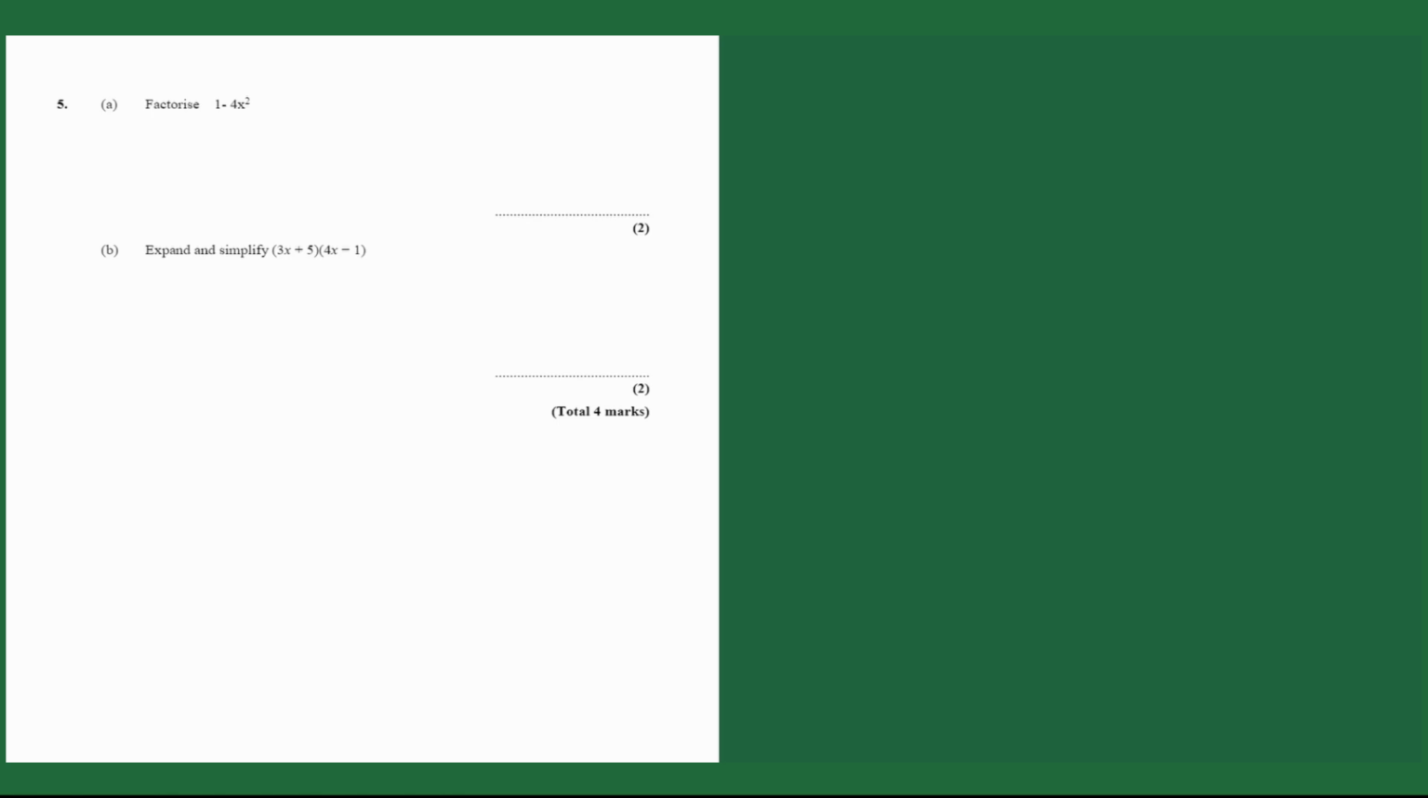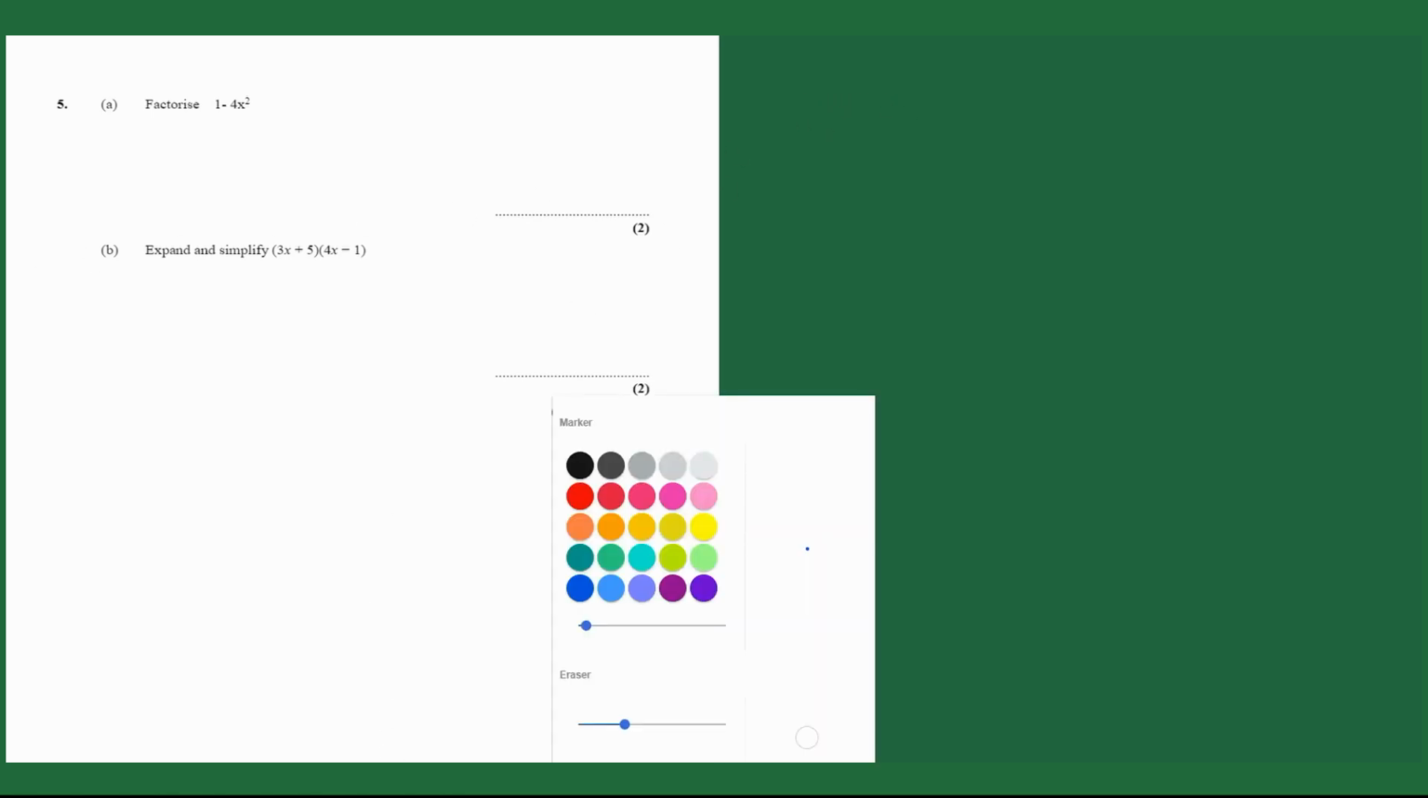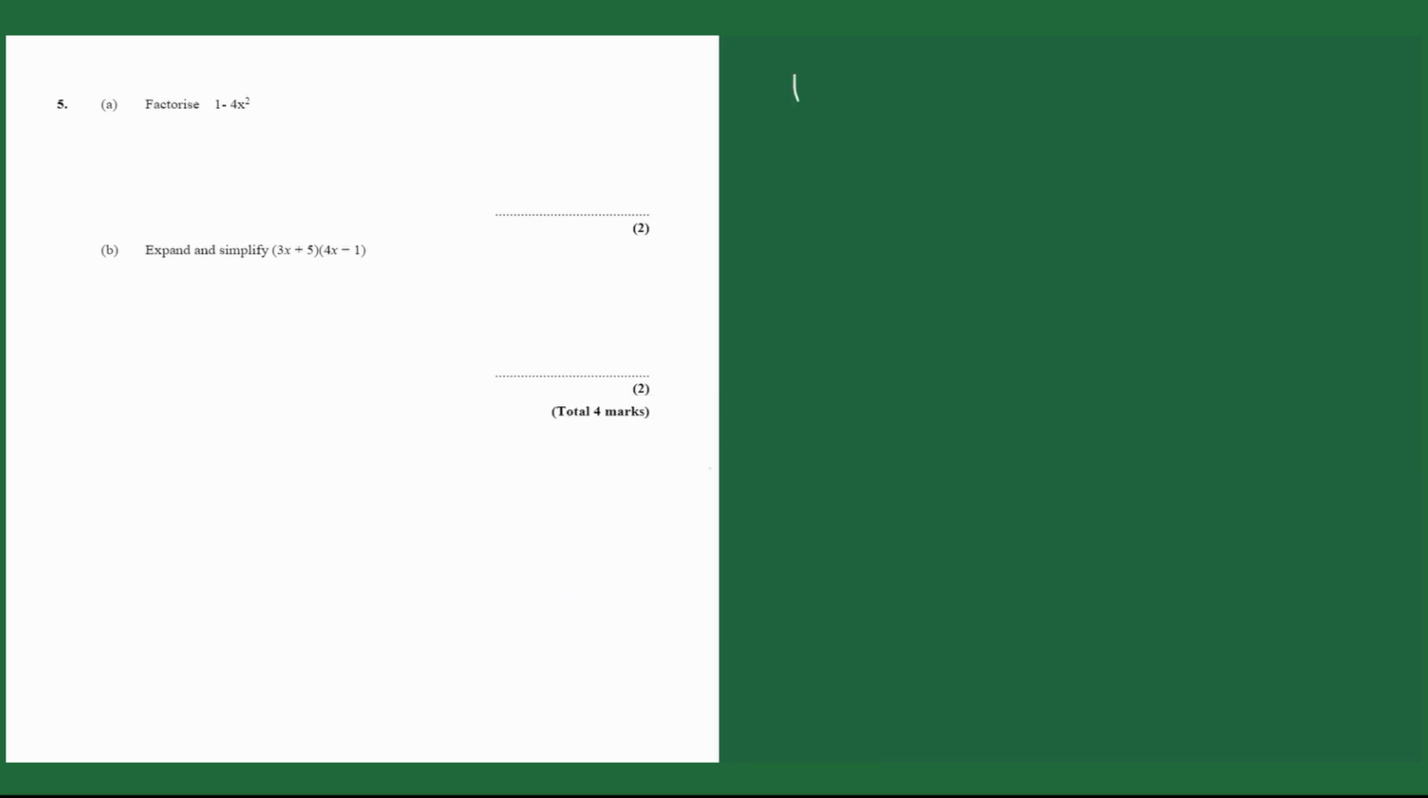Question number 5. Factorize 1 minus 4x squared. So let me write the question. 1 minus 4x squared. So this is a pattern we studied. It's called DOTS, difference of two squares. So I need to make these two terms a square of two terms. So 1 can be written as 1 squared, minus 4x squared can be written as (2x) whole thing squared.